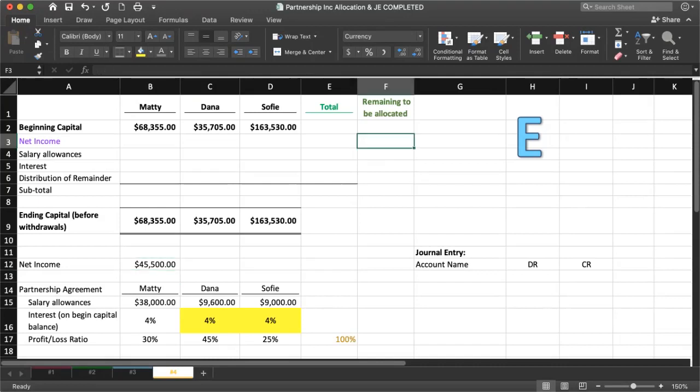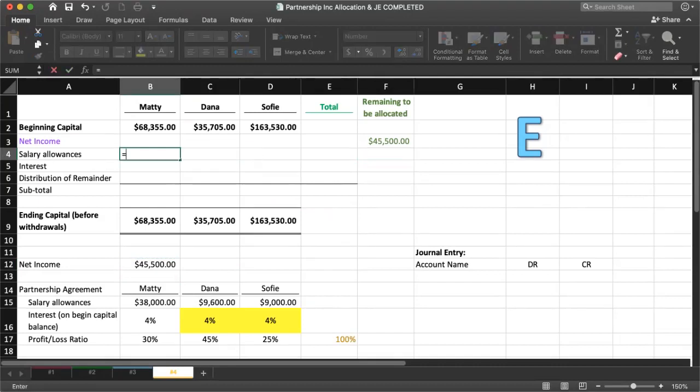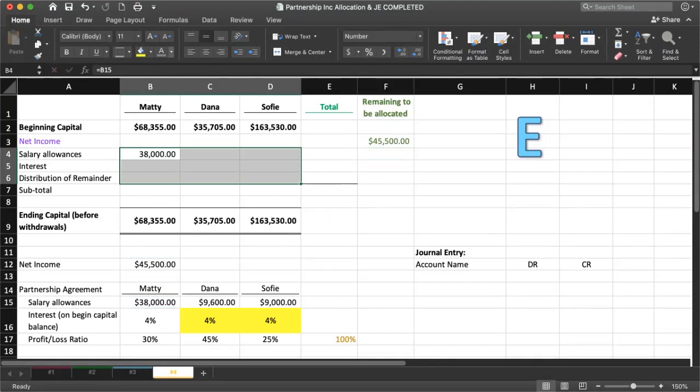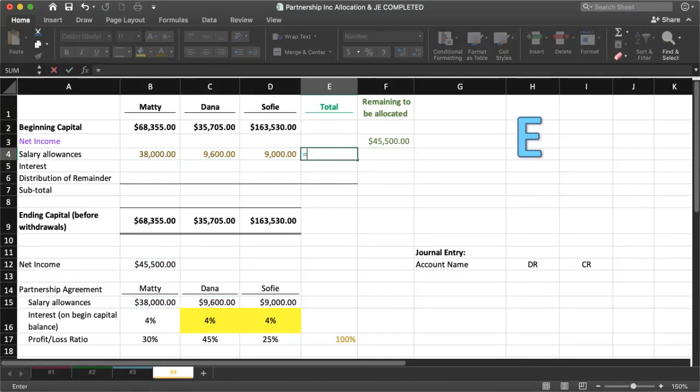Okay, so the net income is $45,500. Now the salary allowances. The salary allowance is $38,000 to Mattie, $9,600 to Dana, and $9,000 to Sophie. So the total of the salary allowance is $56,600.